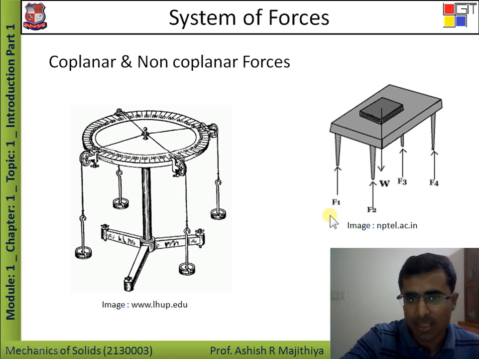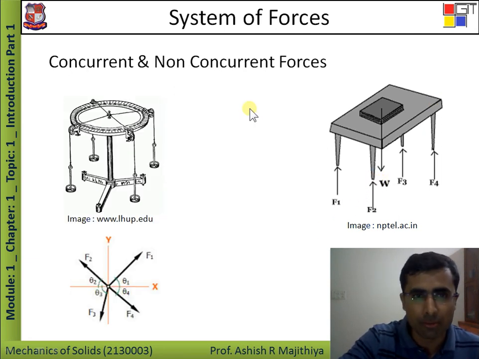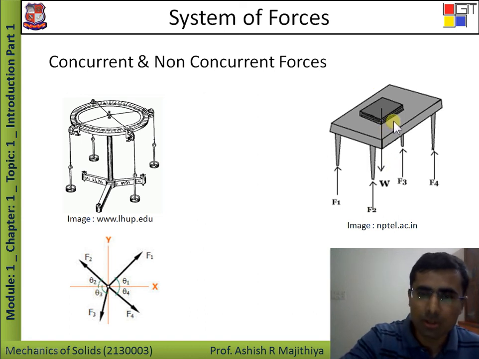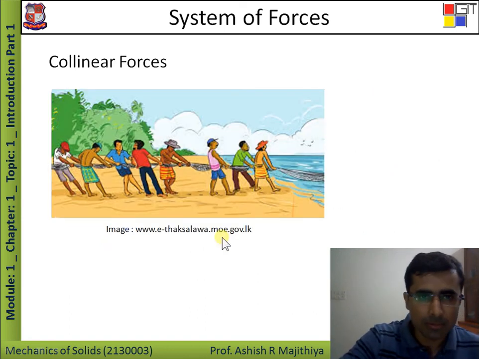Whereas in the second example, all the forces are in different planes, so it is an example of non-coplanar force. Next is concurrent force and non-concurrent force. Again, in the same example, the lines of action of all the forces meet at a single point, so it is called concurrent force. Whereas in this example, the lines of action do not meet at a single point. In fact, all the forces are parallel forces, so it is a non-concurrent type of force.